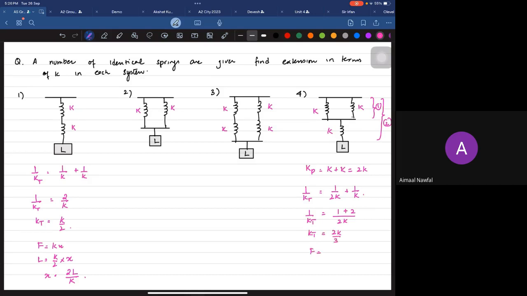Now I will use f equals to kx. This is L, this is 2k over 3. I want to find this extension. So this will be 3L over 2k, like that. You guys get it? Yes. Okay. Alright, now I want you guys to do 2 and 3. Give me the answer, please.